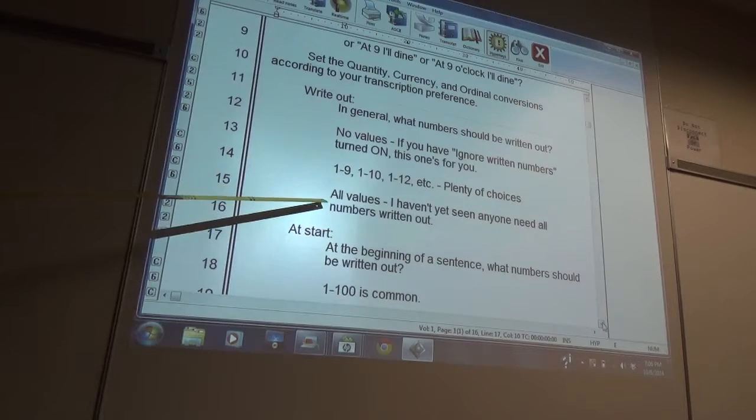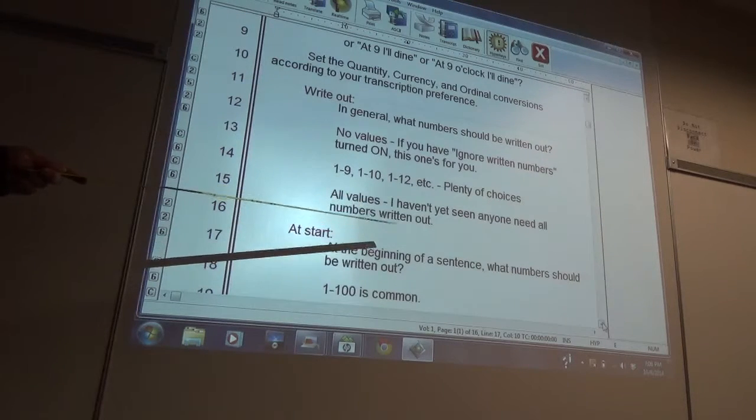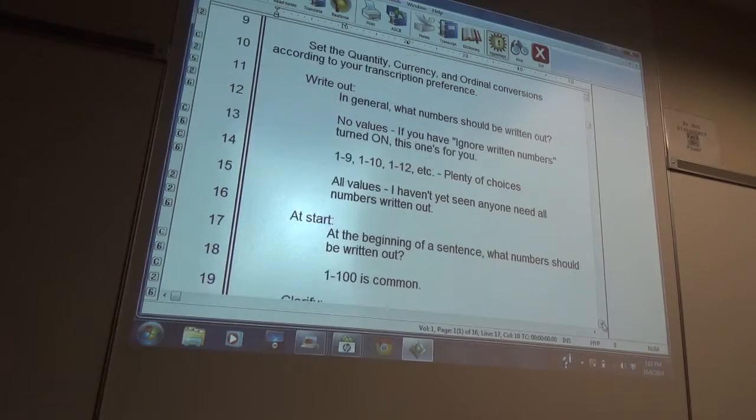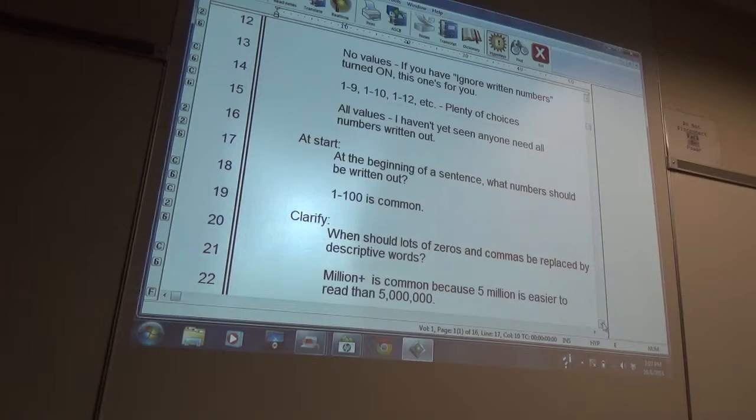So be careful when you do all values, because, like they're saying right here, they haven't seen anyone who needs all numbers written out. That's not going to happen. When you're doing money, time, stuff like that, it's not always going to be written out, so be careful with that.